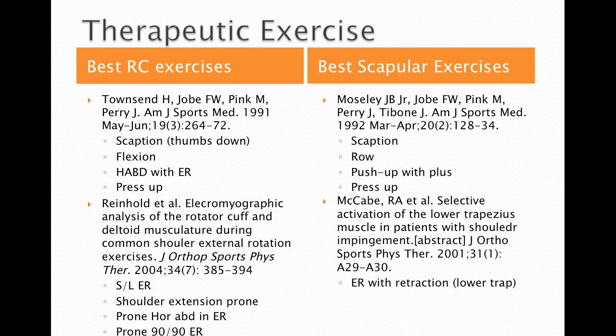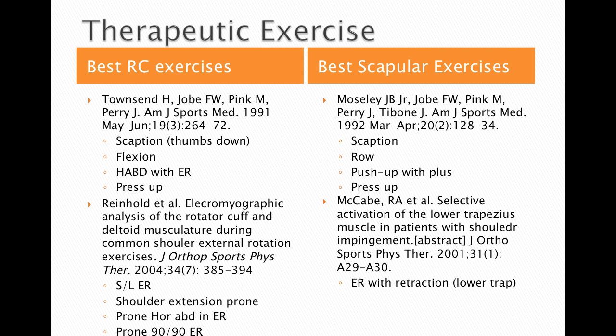Okay, so let's look at this slide. There's a couple of studies that have shown best rotator cuff exercises, best scapular exercises. So in this first one by Townsend et al. 1991, those are all good exercises for various rotator cuff muscles. Although I don't like scaption with thumbs down because that puts the patient in internal rotation. We always do that would be the empty can exercise. We usually do full can exercise. Horizontal abduction with external rotation, the press up.